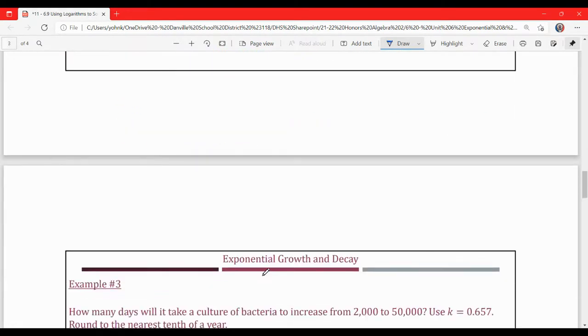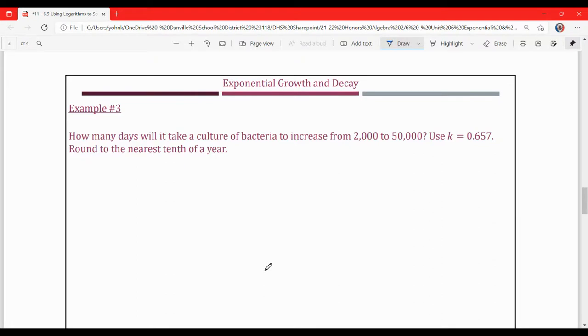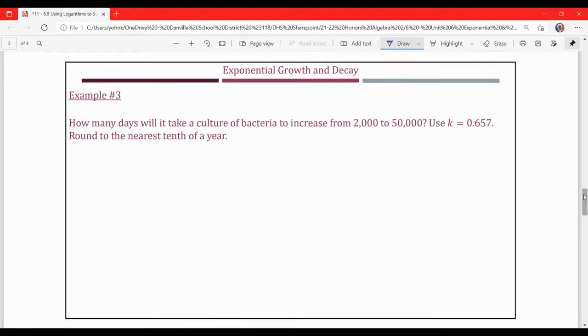All right, let's take a look at example 3. How many days will it take a culture of bacteria to increase from 2,000 to 50,000? Use k equals 0.657, round to the nearest tenth. Well, this is population, so y equals a e to the kt power. The y is my ending amount, that's going to be 50,000. A is my starting amount, that's going to be 2,000, and I'm trying to find t.